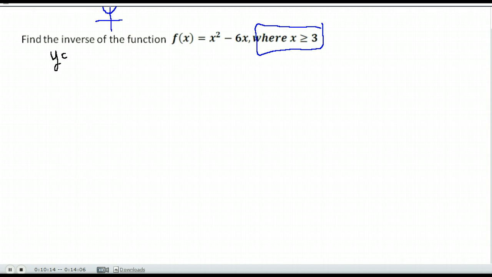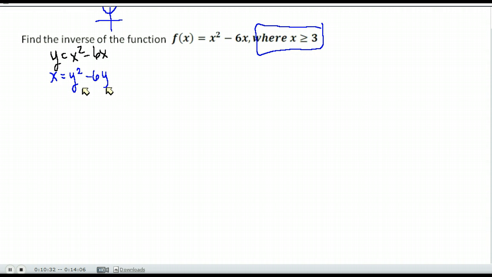So again, we start the same way. We write down our function with a y, and then we put an x everywhere there is a y, and a y everywhere there is an x. So we have x equals y squared minus 6y. Now we're supposed to solve this for y.